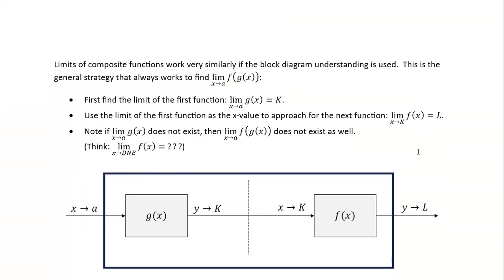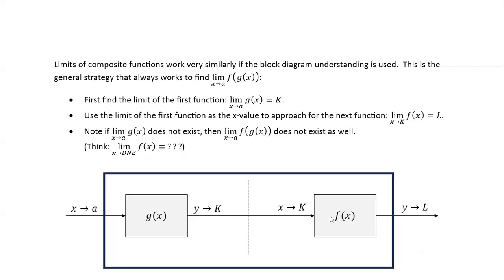We let x approach a, the original a, first for g. Let's say it approaches some k. Then we let x approach k for f. See how this input gets passed into g, and that becomes some output, and that output becomes the input of f, the same way as if we understood composite functions like in the other block diagram. I'll go over some examples in a bit to hopefully solidify this understanding.